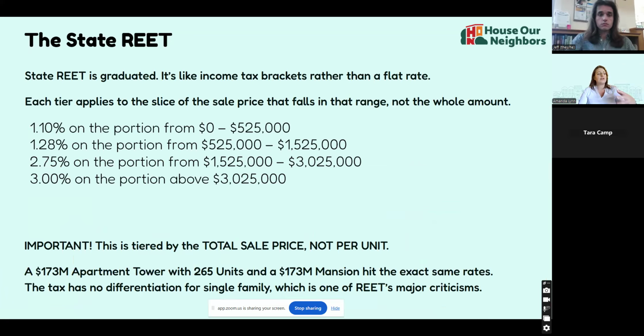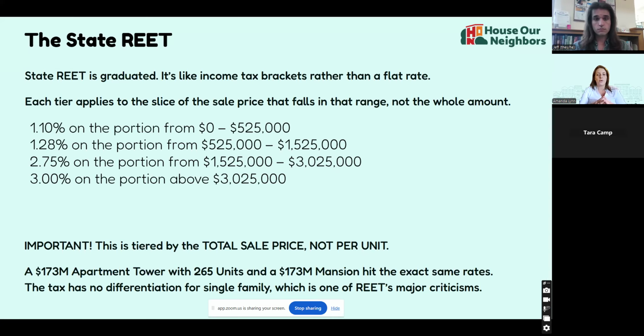The state REET is also a graduated tax. So this gets a little complicated. Don't let this slide overwhelm you. This is just to give you an example. This whole talk is going to be a little bit wonky, I warn you, but don't worry about that. You don't have to get it all the first time around. It's going to be a concept that we're talking about a lot. And these slides will be available if you want to take a peek at them more closely. We'll have the recording of this so that you can revisit it.